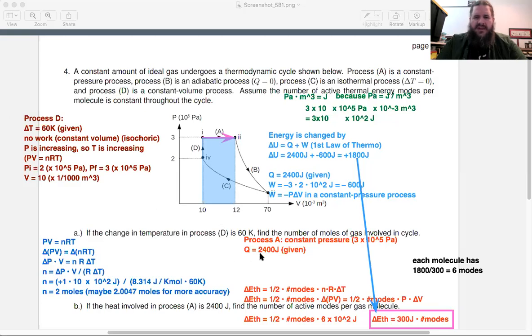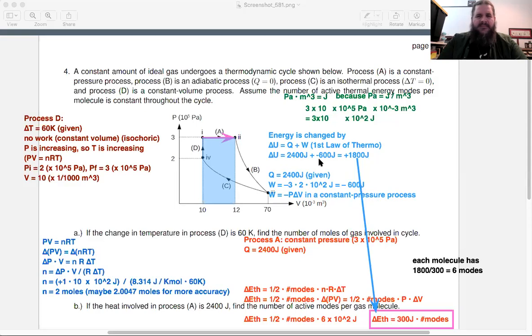2,400 joules is the heat, because that's how much heat is being provided. But the change in internal energy is always going to be heat plus work. And in this case, there's heat being transferred. That's the given information. And also work leaving the system, which we calculate as the area under the curve. Why is the 1,800 equal to the change in E thermal? Because that's the combination of the heat and the work. Both the heat and the work are acting to change the energy.